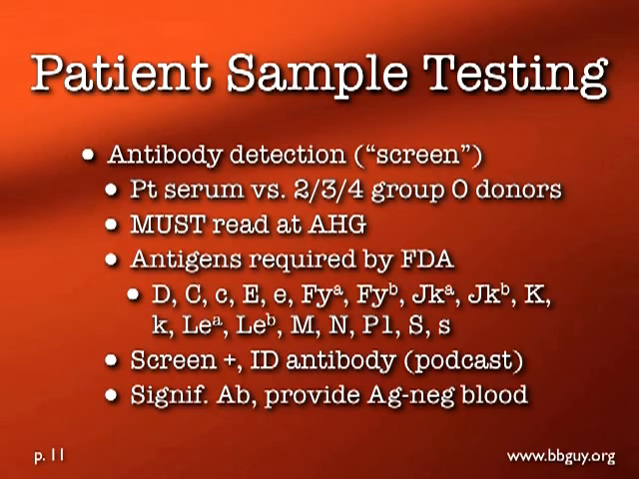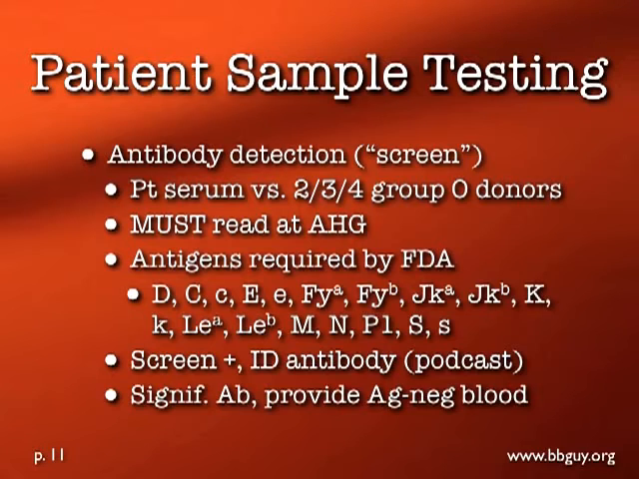We also do antibody detection, or an antibody screen, on our patient sample. Important to know that an antibody screen, by definition, only has to be read at AHG. A lot of people will read it at immediate spin and 37, but it doesn't have to be. In fact, if you're doing gel or solid phase, that's all you're reading at, the IAT or AHG phase.